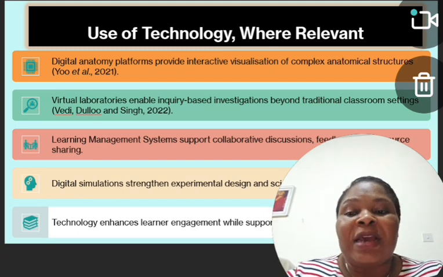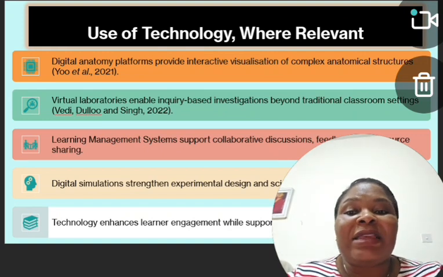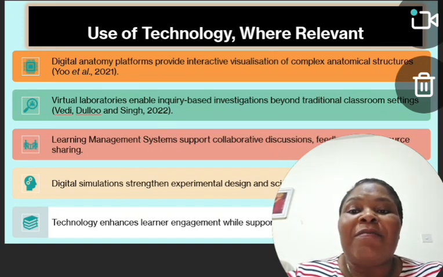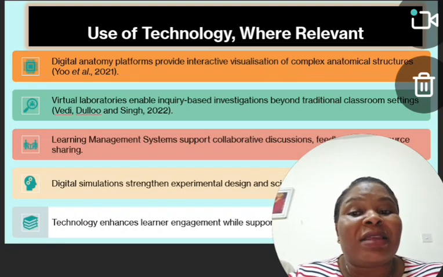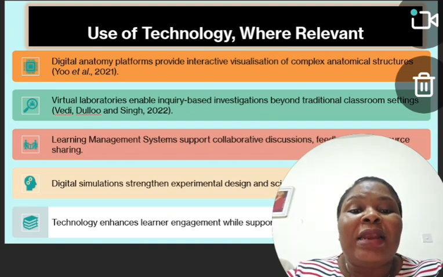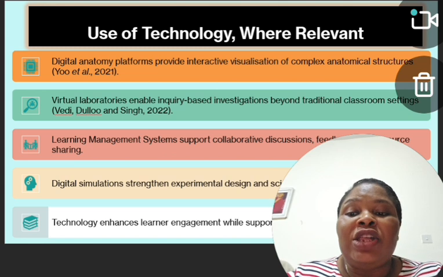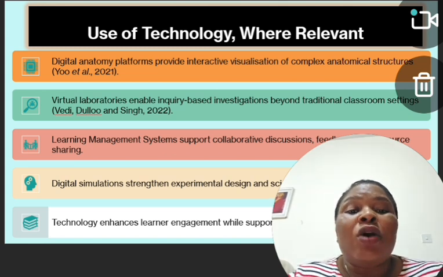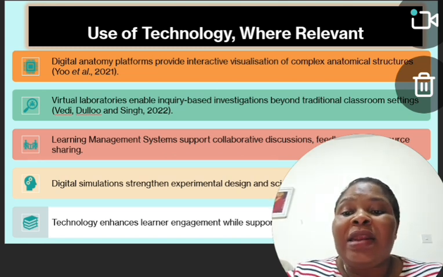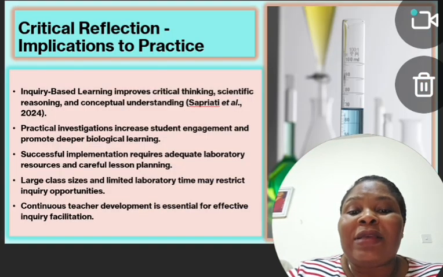Let's now look at the use of technology in all of this. Where is the use of technology relevant? The use of technology greatly improves this by offering interactive material. It offers interactive material to help the student carry out their scientific investigation and is strongly recommended in inquiry-based learning. Students can explore more using this technology while they do research, while they question in their classrooms and even outside the classroom.